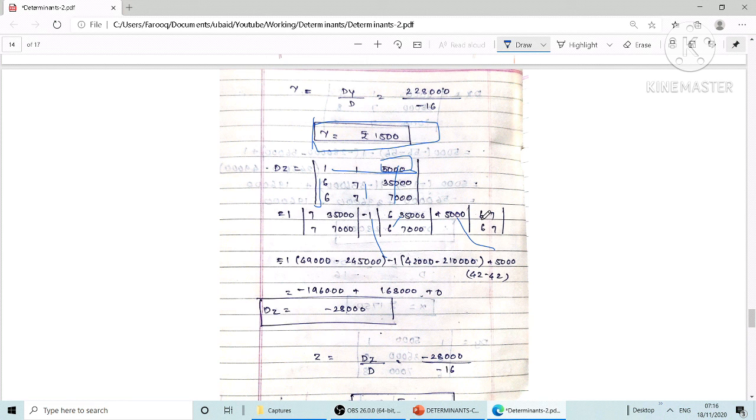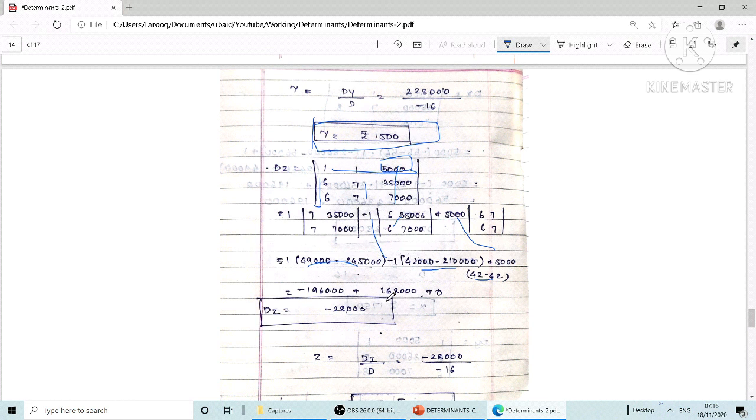7 into 6 is 42, 7 into 6 is 42. Then we will solve this bracket. 49,000 minus 2,45,000 we will get minus 1,96,000. When we will solve this bracket, 42,000 minus 2,10,000 we will get plus 1,68,000, with the sign of the greater number. 42 minus 42 is 0. Then we will solve this number.